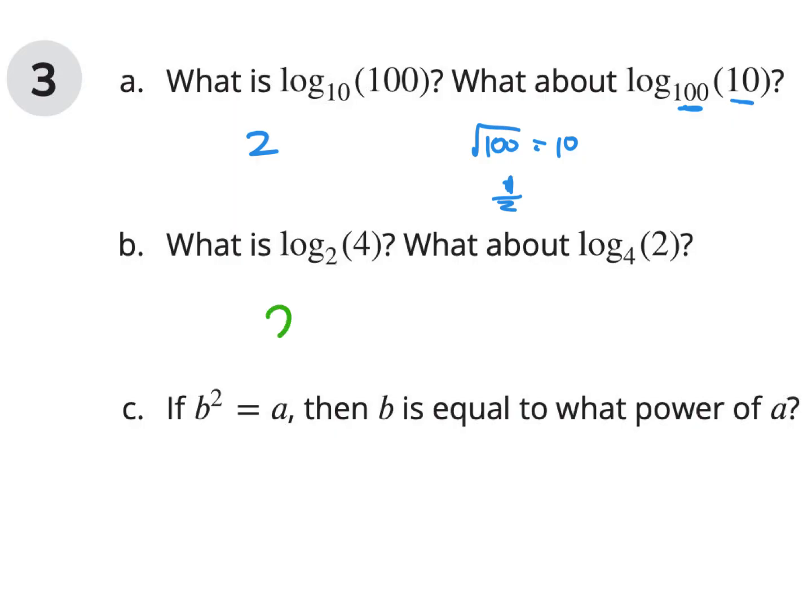Log base 2 of 4 is 2, because 2 squared is 4. Log base 4, the square root of 4 is 2, so this is a half again. Now, b squared equals a, then b is equal to a what power? B is the half power, or the square root.